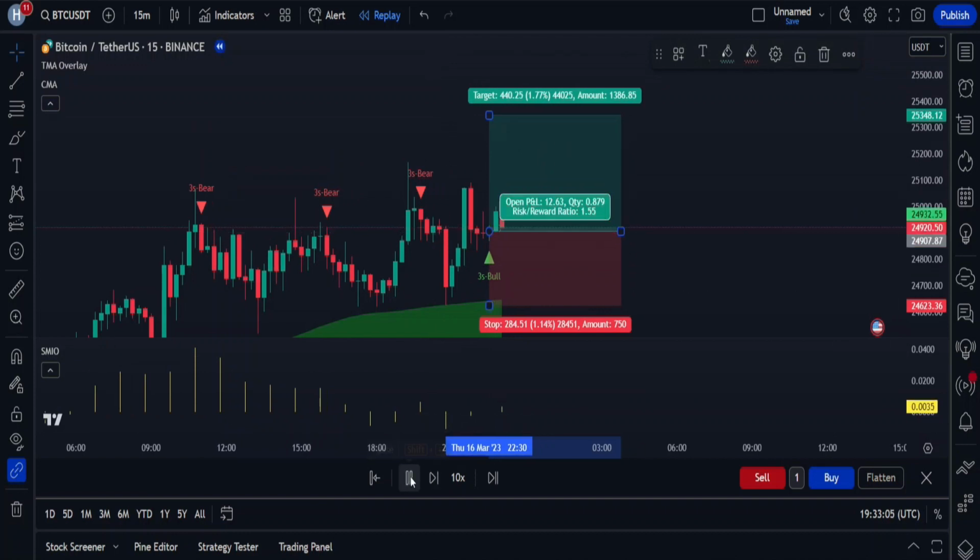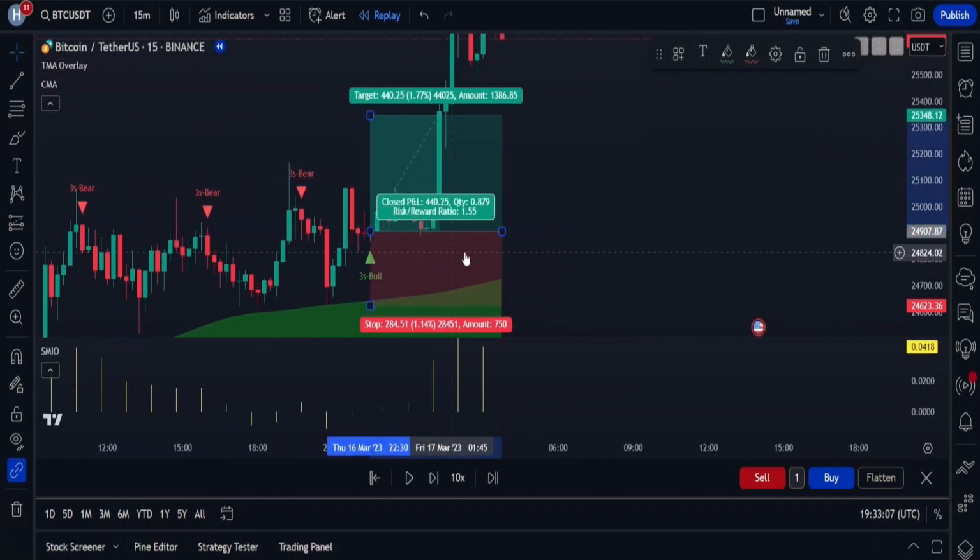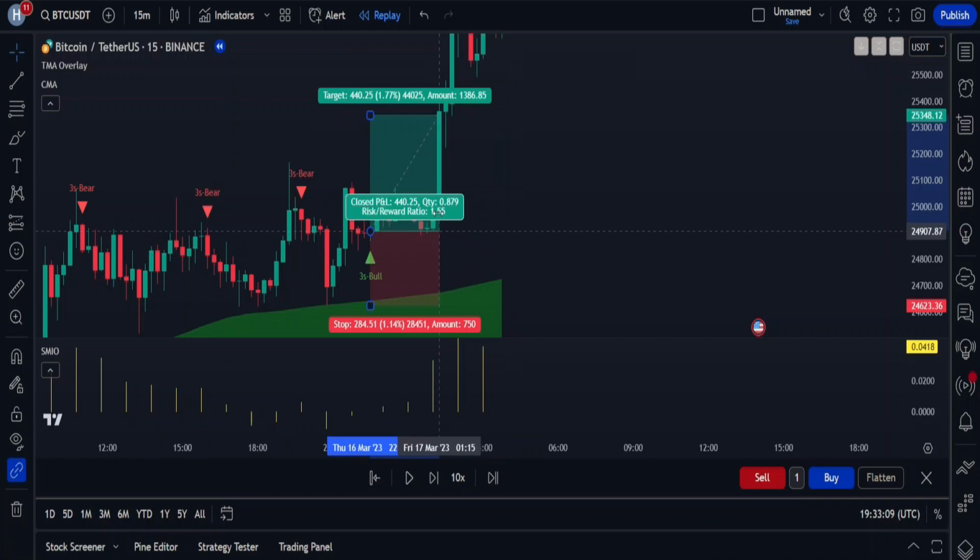I hope you have understood the buy trade rules for this strategy. So now let's go through the rules for entering a sell trade through this strategy.